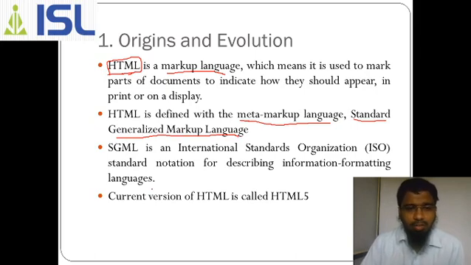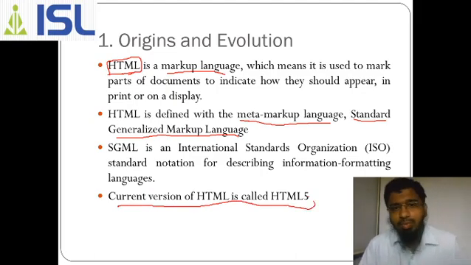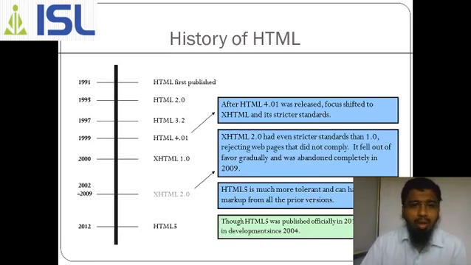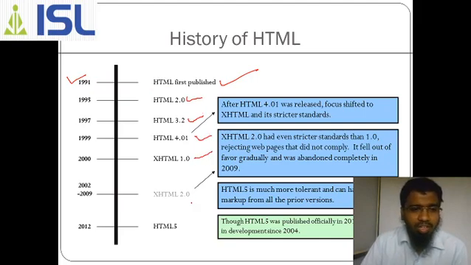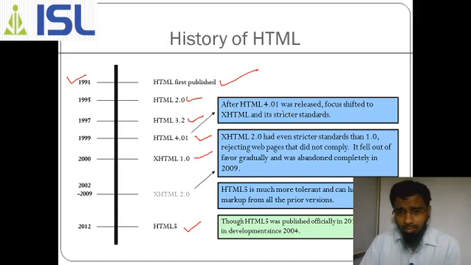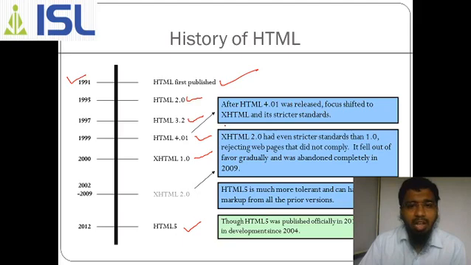Generalized Markup Language. Okay, the current version of HTML is now HTML5. So see the evolution here. First, it was published in 1991, that was HTML. Then after that 2.0, then 3.2, then 4.01, and so on. In 2012 HTML5 started. But what is this? After HTML 4.01 was released, focus shifted to XHTML and it was a stricter standard.